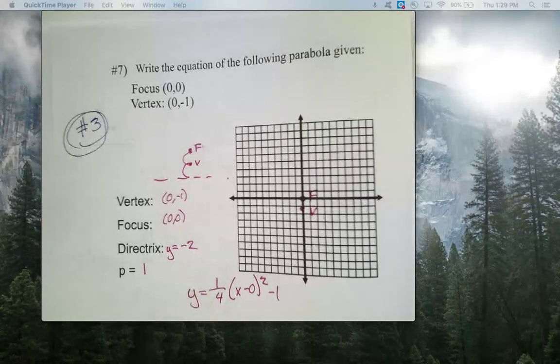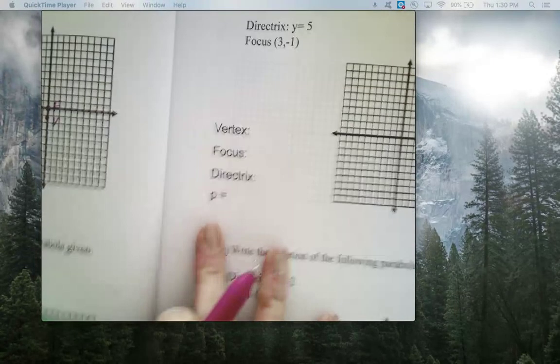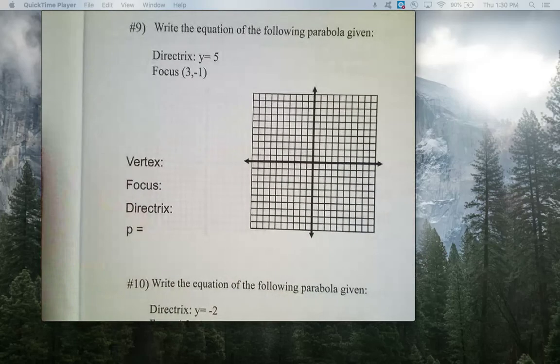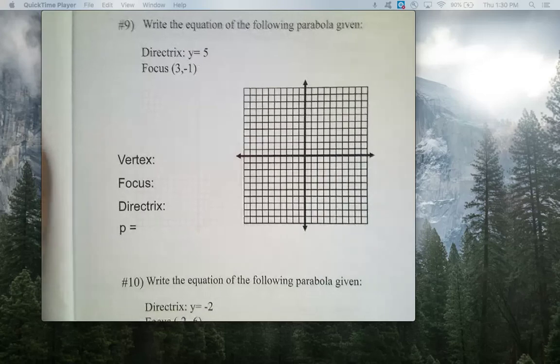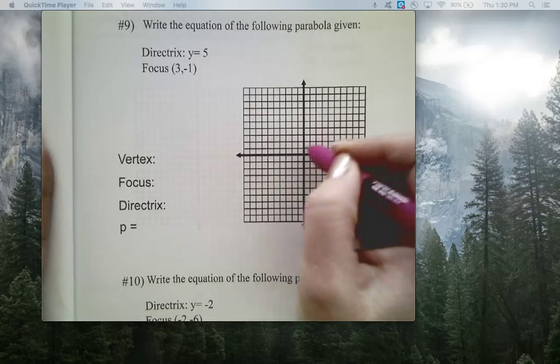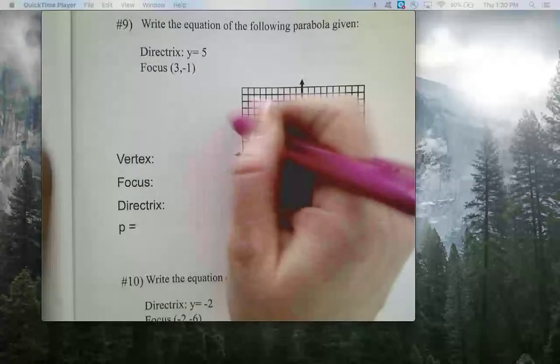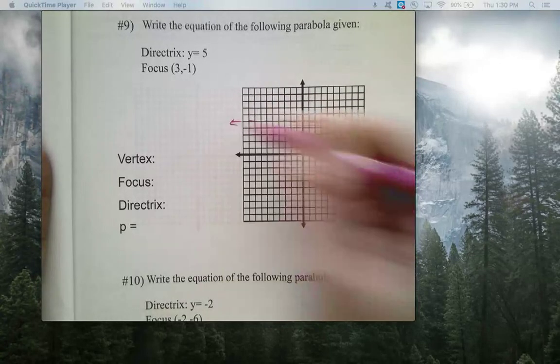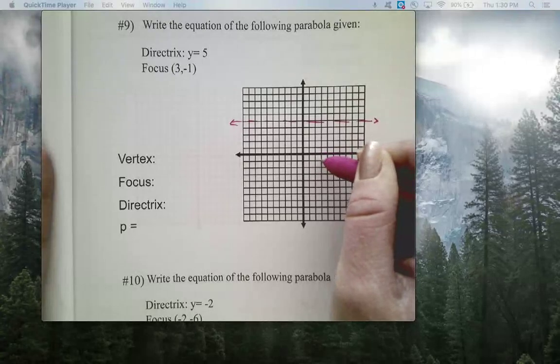We're going to go over and take a look at question number 9, please. I'm going to get you started on question number 9 because you're going to notice how this one changes it up a little bit. Directrix 5. 1, 2, 3, 4, 5. Focal point 3, -1.